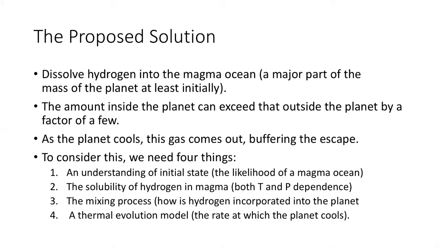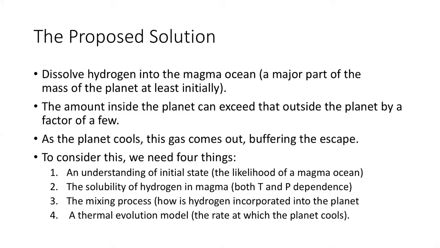So as the planet cools, this gas will come out and it will buffer the escape. That is, our picture is, we've got a planet, we've got an atmosphere, the atmosphere is escaping, but as the atmosphere escapes, the inside of the planet releases some of the hydrogen, buffers the escape, allows the hydrogen to come out. It degasses in a way that is modulated by the rate at which gas escapes to space.